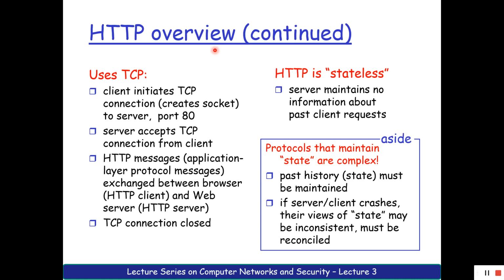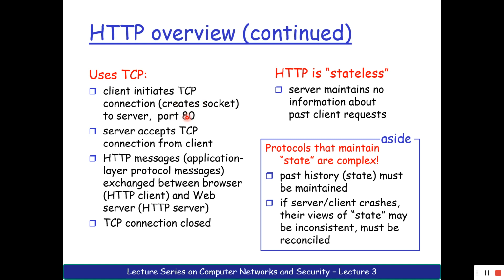So let us have a more detailed study of HTTP. When you consider HTTP, this protocol always makes use of the TCP protocol in the transport layer. This is always true. If you're using the HTTP protocol in the application layer, it is going to make use of TCP in the transport layer. So the client is going to initiate the TCP connection to the server. That server is always going to have port number 80.